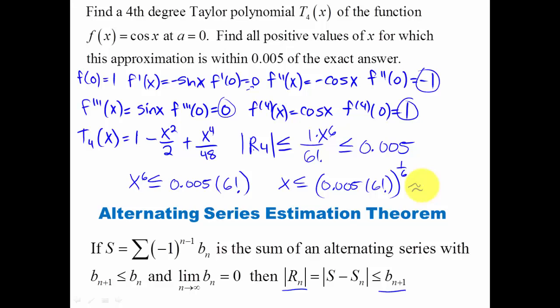So now we could grab a calculator and ask for 0.005 times 6 factorial, that quantity to the 1/6 power, and we see that we would get 1.238. So what that tells us is we would need our x to be less than or equal to 1.238, and we would know we would be within 0.005 of the exact answer by using this fourth degree Taylor polynomial.